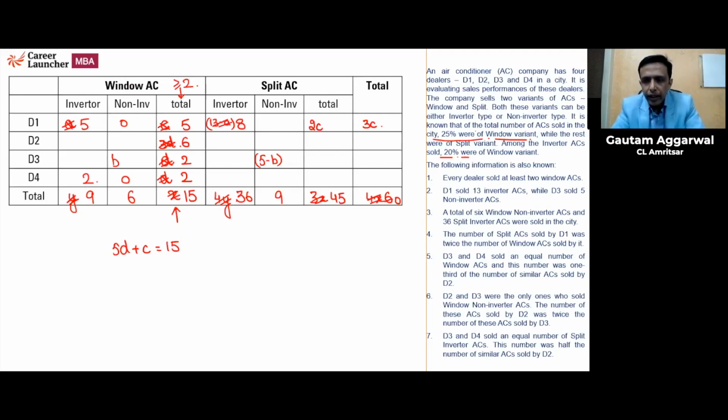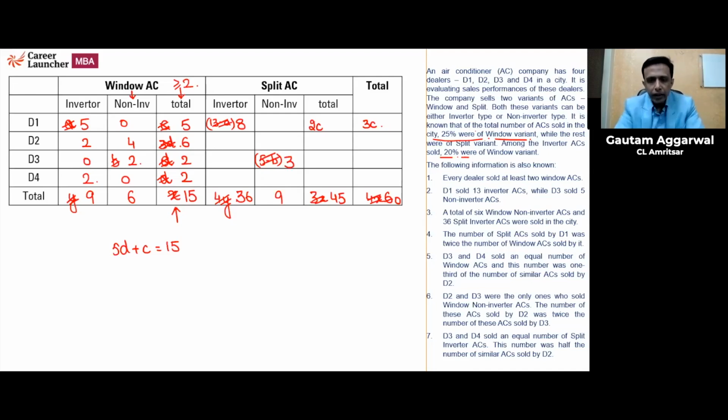Then this says the number of these ACs sold by D2 was twice that of ACs sold by D3. So in terms of window non-inverter AC, total 6 has to be distributed among D2 and D3 with D2 contributing twice. So 2:1, I'll distribute 6. That means this was 4 and this was essentially 2. Now 6 minus 4, this would turn out to be 2. 2 minus 2, this would turn out to be 0. If this B is 2, this has to be 3.